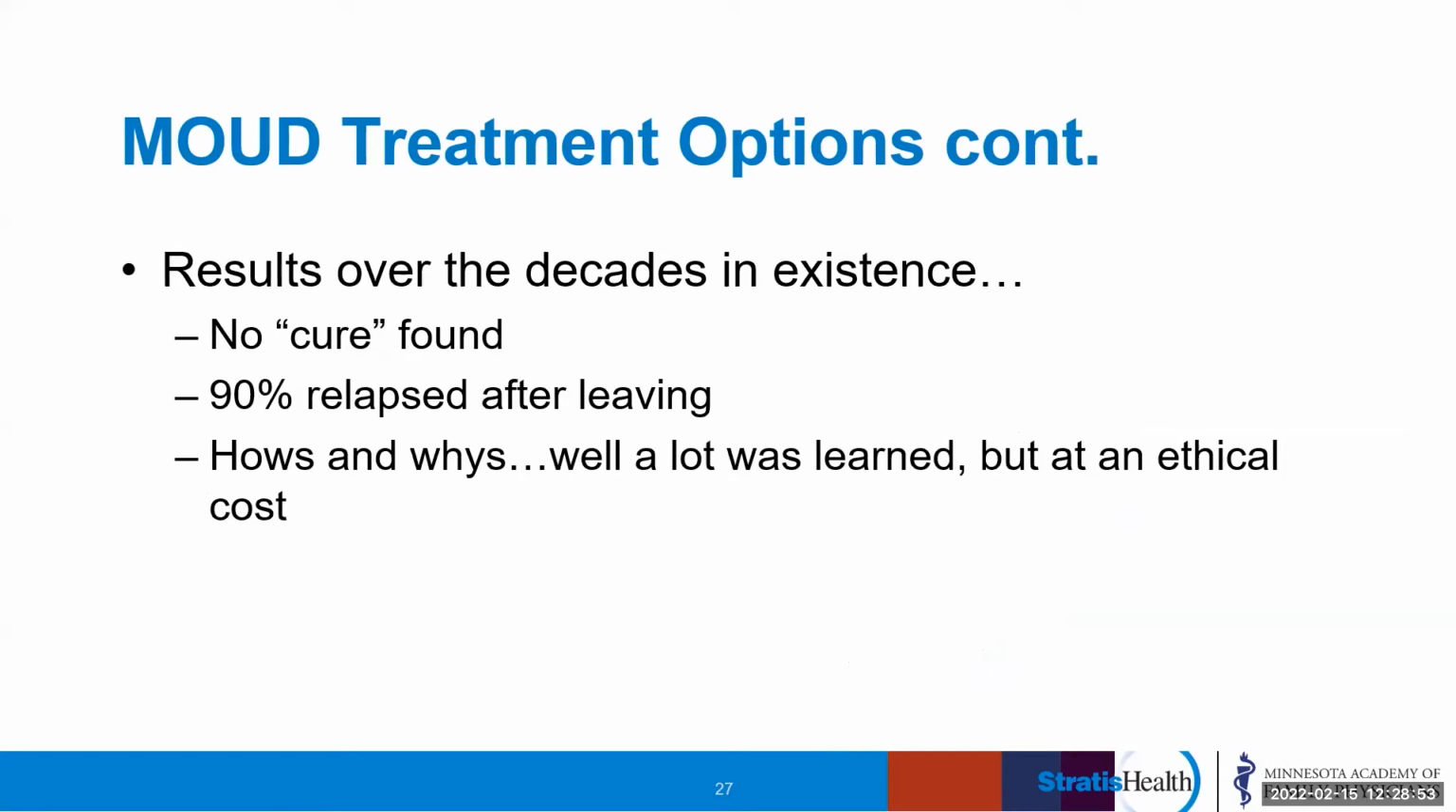So how did they do? Well, they didn't do so well. In fact, they never did come up with a cure. 90% of the people who left actually relapsed, and that was very common. The hows and whys, well, they learned a lot, but there were a lot of major ethical issues and problems with some of the research that they did at the narcotic farms.